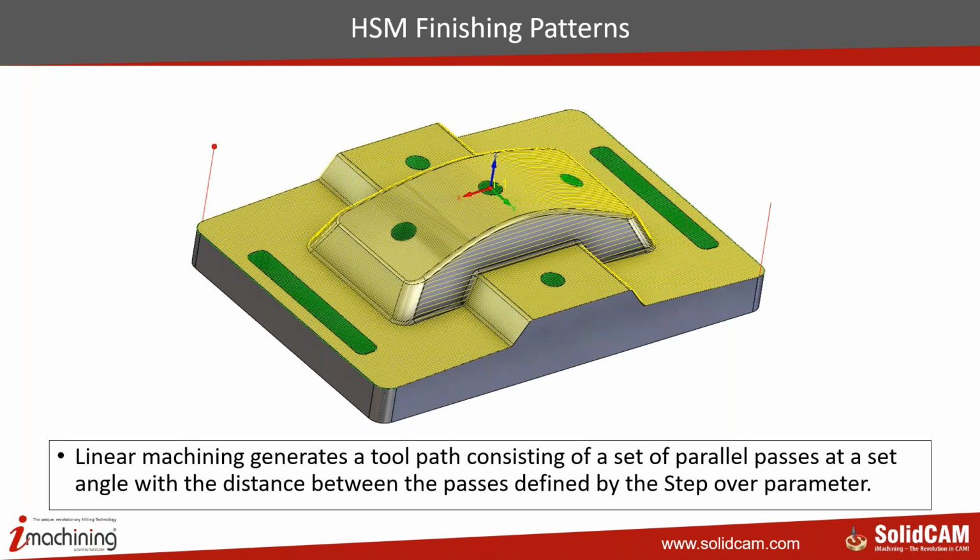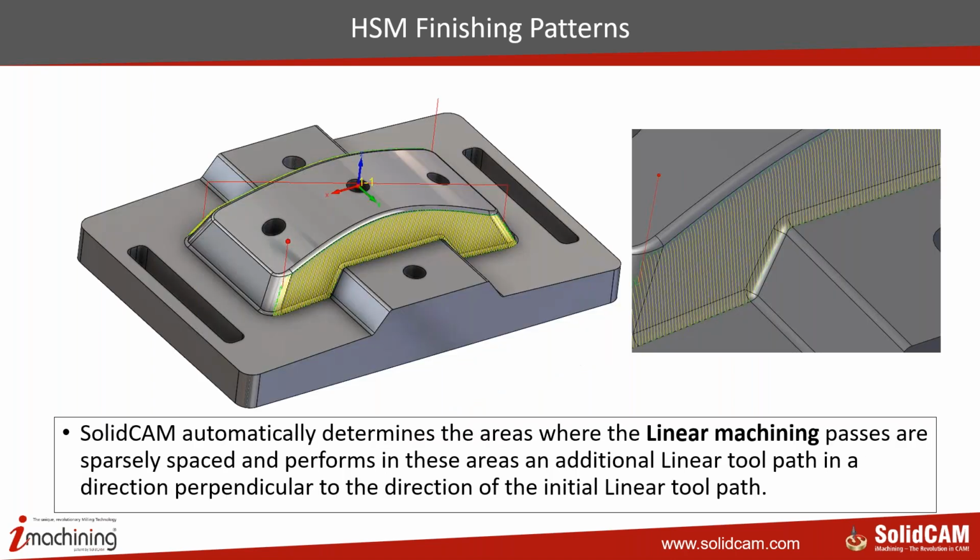Linear machining, everybody knows it. It generates a toolpath consisting of a set of parallel passes at a set angle. So it can be 0, 90, 45, 35, whatever angle has been defined by the user is used. Linear machining also has what we call cross machining, where the areas that it feels cannot be done in one particular angle are automatically machined at an angle that is absolutely perpendicular to the actual angle that was used for machining the entire mold.